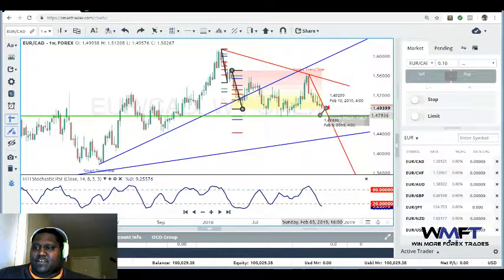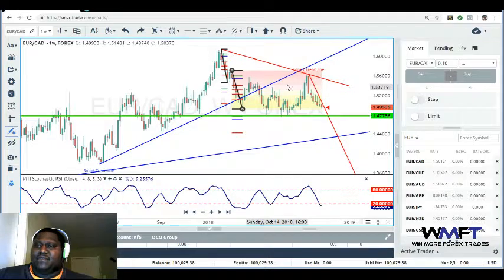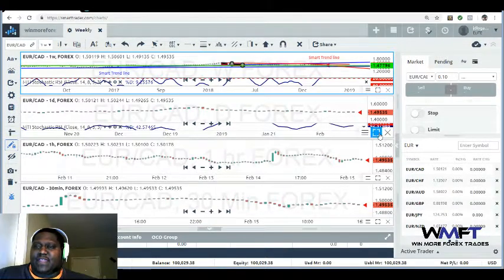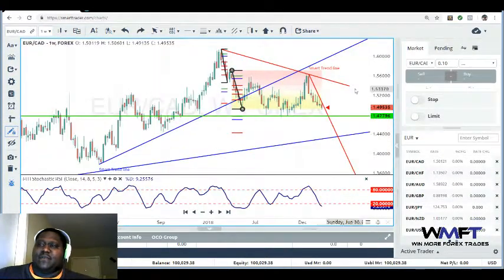Well, that's about 150 or so pips. So we're looking for the market to fall about another 150 pips if the market wants to respect this downtrend line, and that's the weekly time frame. Oh yeah, let's go back on the weekly time frame. Now we like to find it.